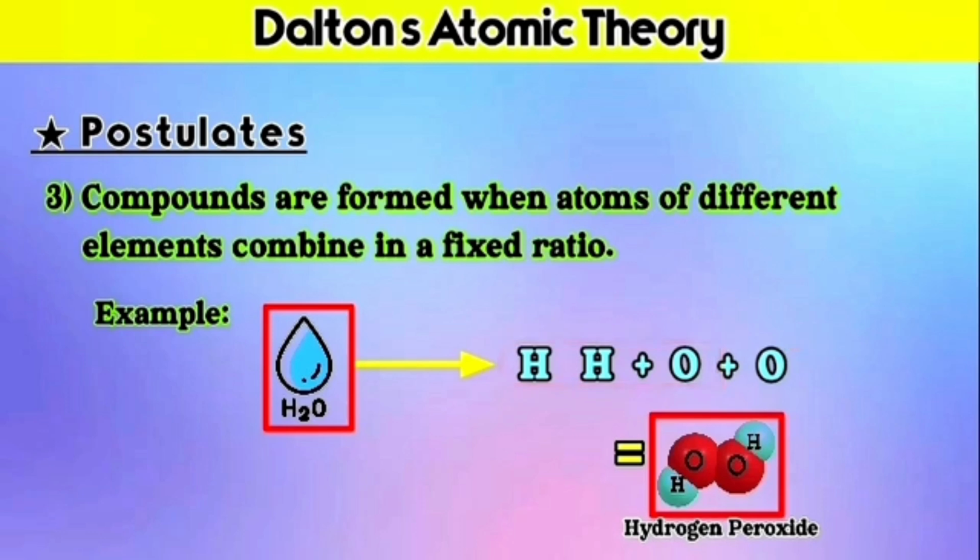So that's why, according to this postulate, for the formation of any particular compound, the elements should combine in a proper or a particular ratio. There shouldn't be any ups or downs in any of the atoms which are combining. So I think now the third postulate is also clear.